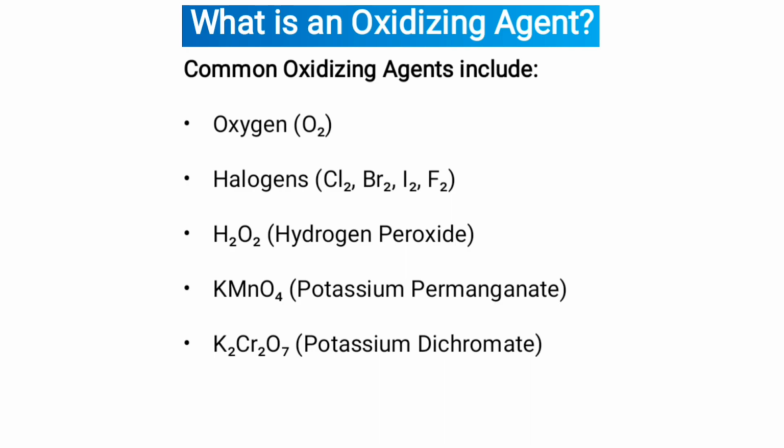Now, common oxidizing agents include oxygen, halogens, meaning chlorine, bromine, iodine, and fluorine, and hydrogen peroxide H2O2, and potassium permanganate KMnO4, and potassium dichromate K2Cr2O7 also.